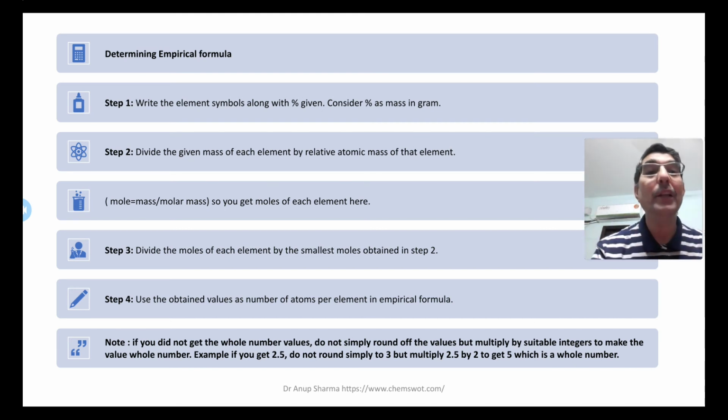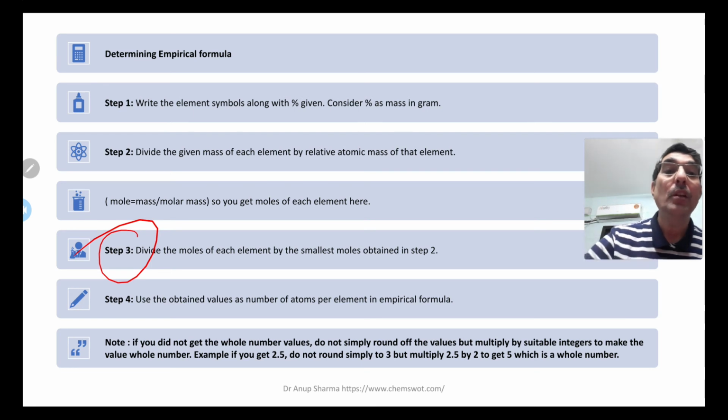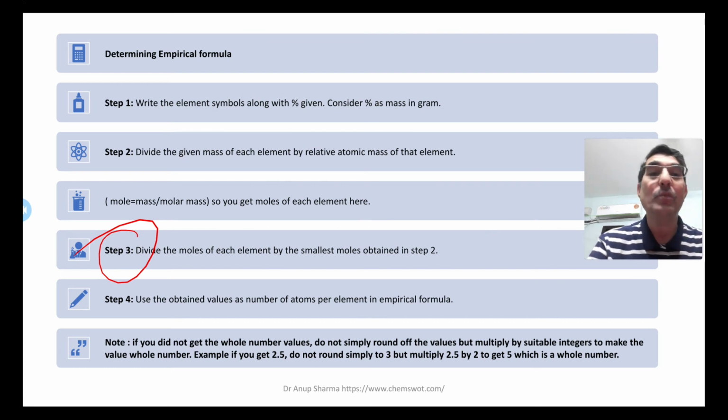Step 3: divide the moles of each element by the smallest moles obtained in step 2. This step is very crucial. Divide the moles of each element, based on the atoms of that element present in the compound. Now step 4: use the obtained values as the number of atoms per element in the empirical formula. That's how we calculate it.